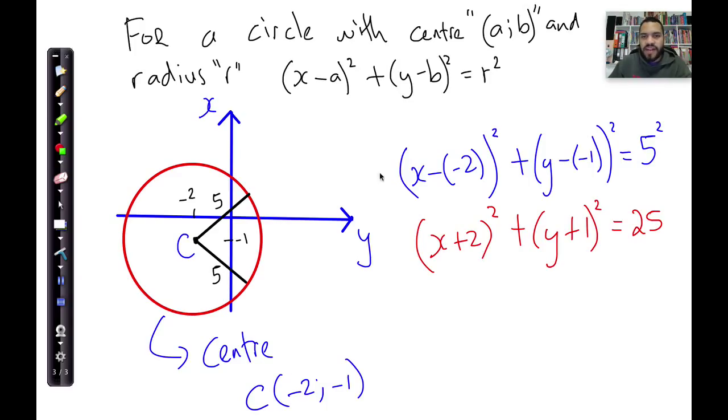And that's how I find the standard form of a circle, if, of course, I'm given the radius and I'm given the center. Standard form of circle, given radius, given the center.